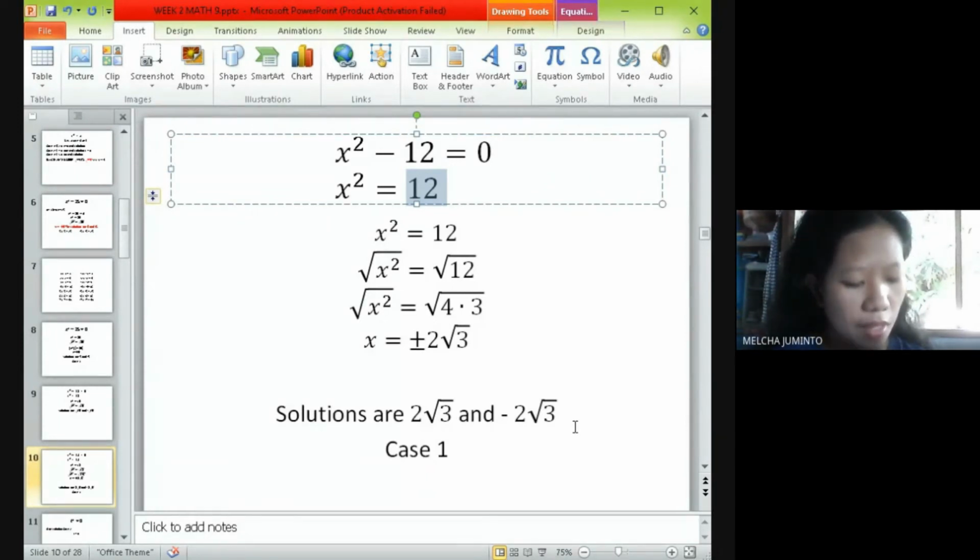Hello? Any question with this example? Okay, wala. Okay, let me answer one problem dito sa book, page 19.